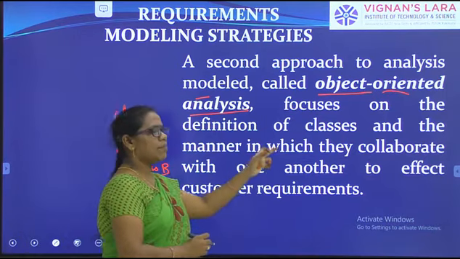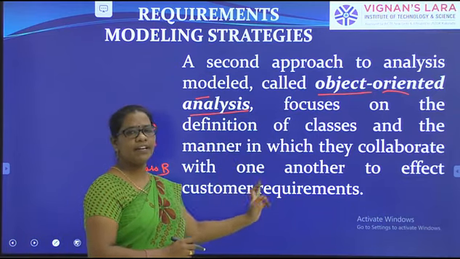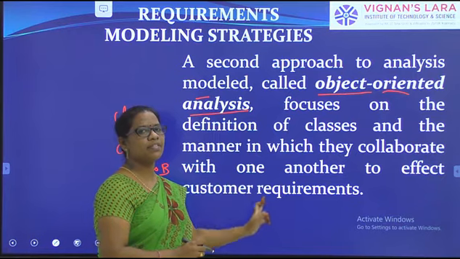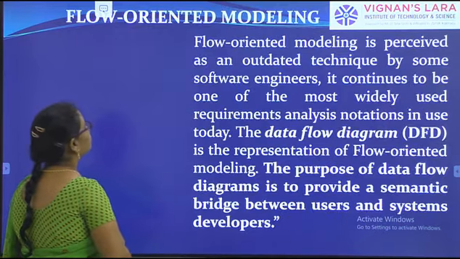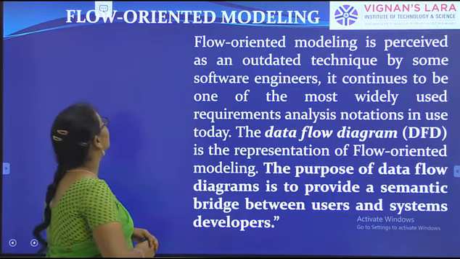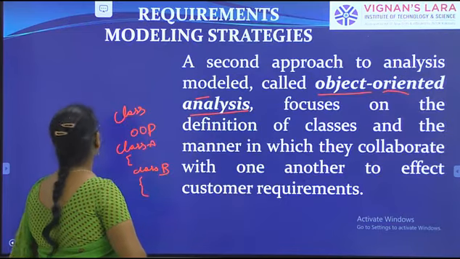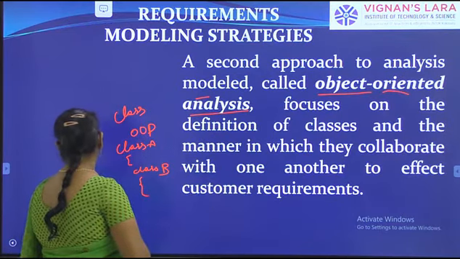So how they collaborate, and in which manner they have to transfer data, so that they satisfy the customer requirements. That is the object-oriented analysis. And the next one is flow-oriented modeling. Those are the two types of requirements modeling strategies: one is structure-oriented and the next one is object-oriented.